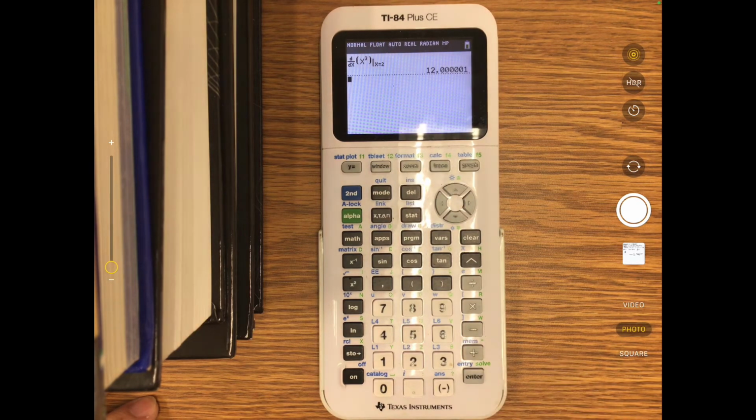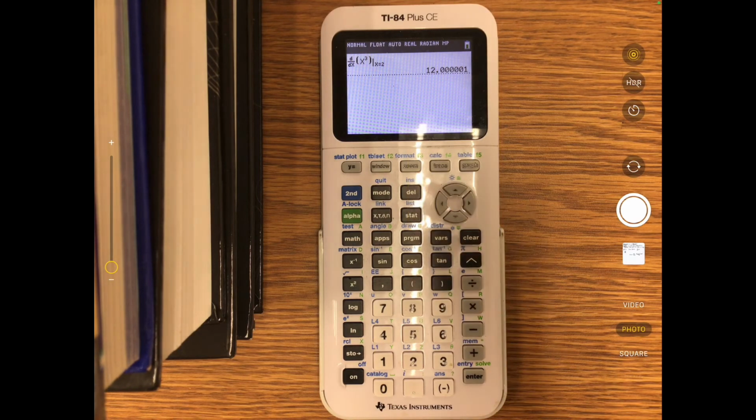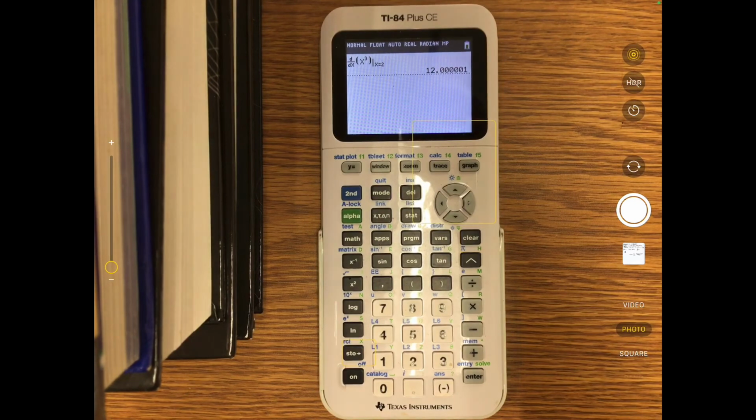We're going to hit enter, and it's 12.000001. The thing about the calculator is it uses the limit to find the derivative. So the real derivative here is actually 12, but it's got a little bit of extra decimal places because it used the limit, so it had to round a little bit. All right, so we go back here.